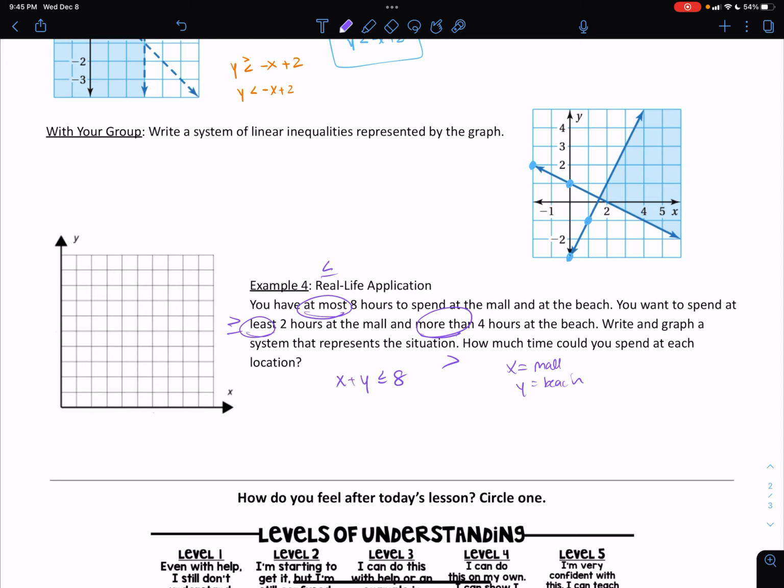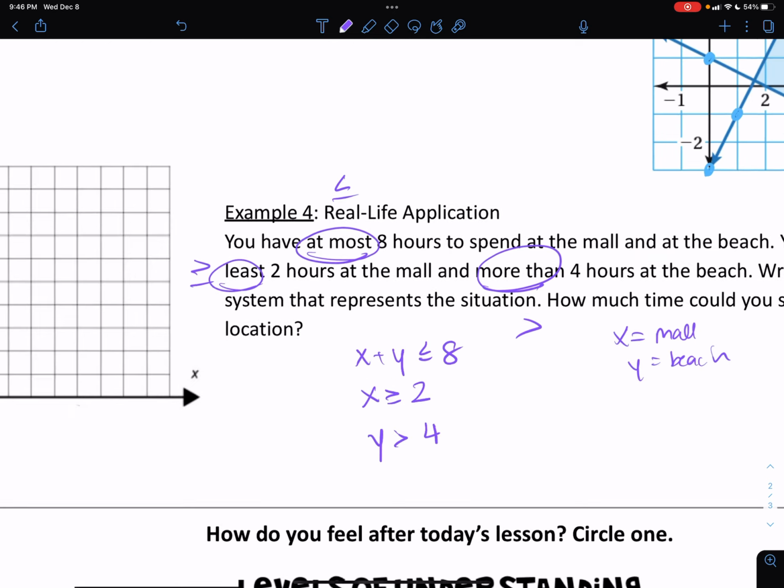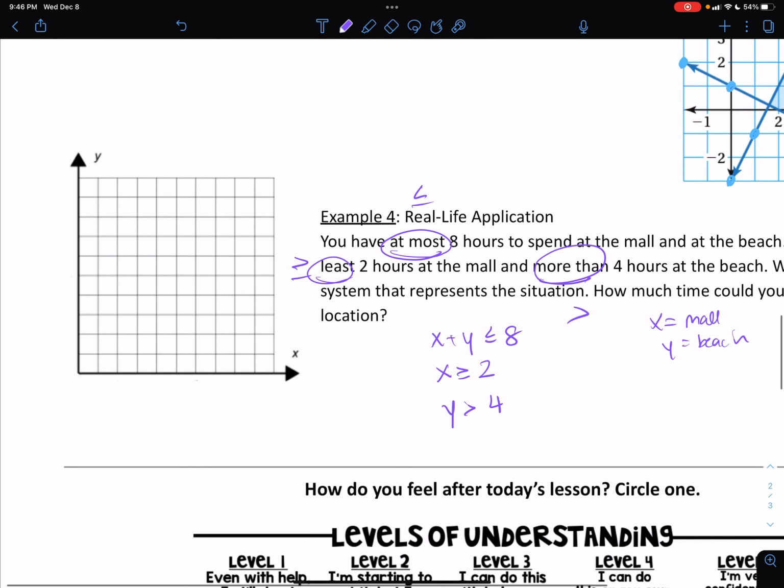It also says I want to spend at least 2 hours at the mall, so x must be greater than or equal to 2. And more than 4 hours at the beach, so y must be greater than 4. Right? Because beach is y, x is mall. And then from here, let's graph everything that I know.